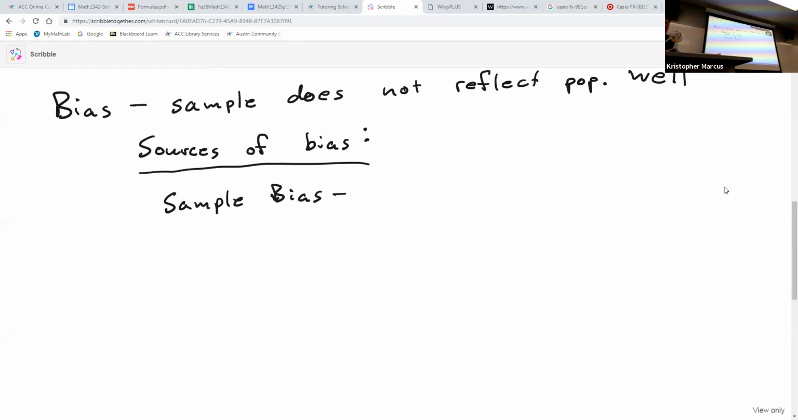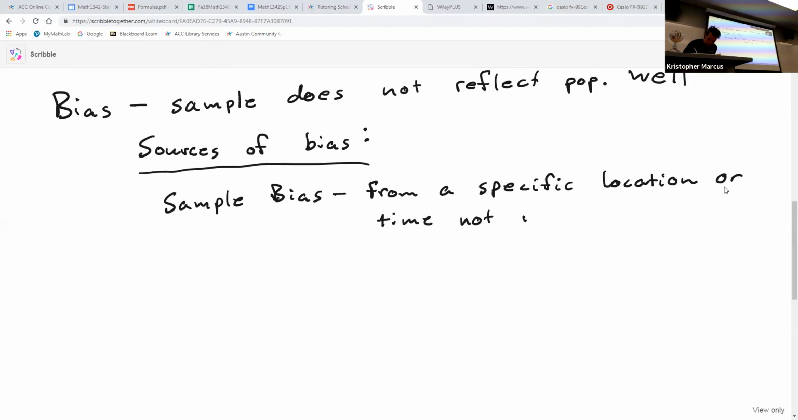Sample bias is based on how the sample was formed or created. And usually it deals with a location that's too specific or a time and a place that was too specific. So this is usually from a specific location or time, not including all people.